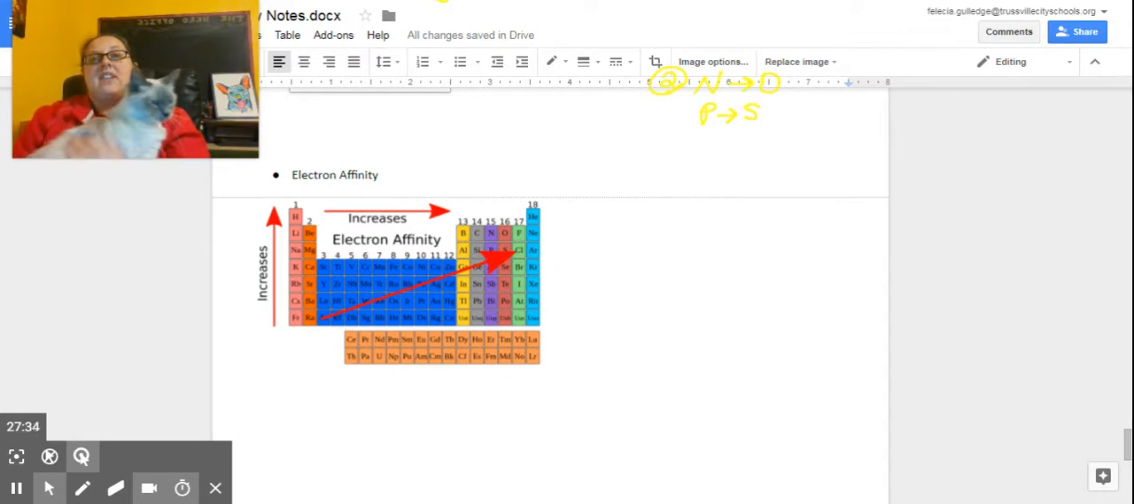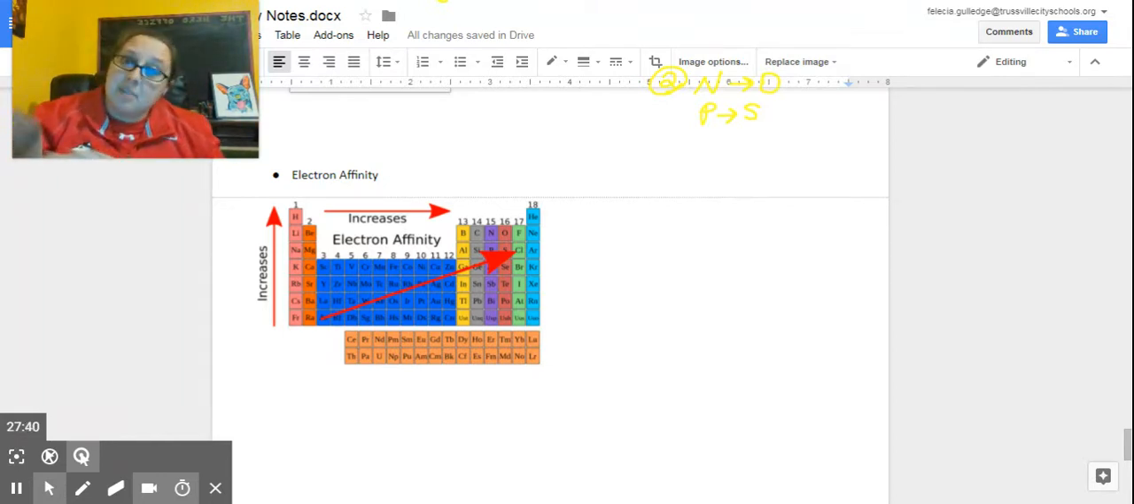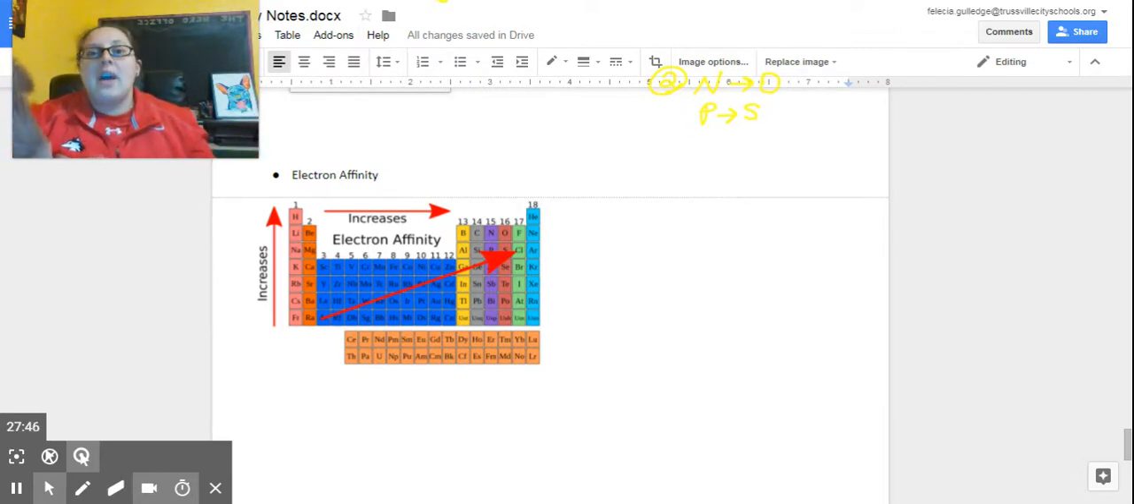Electron affinity: if I have an affinity for something, you all probably know this. I have an affinity for Iron Man. So what does that mean? I love Iron Man. I like it. I have a liking to it, right? So if I have an electron affinity, then that means you like electrons, so you want to pull them to you.